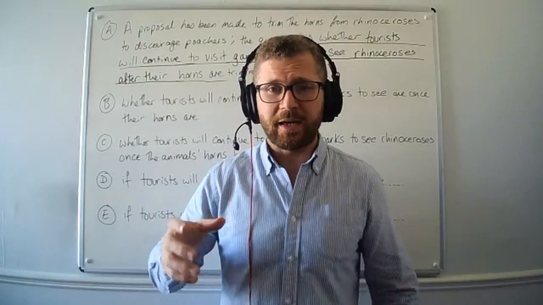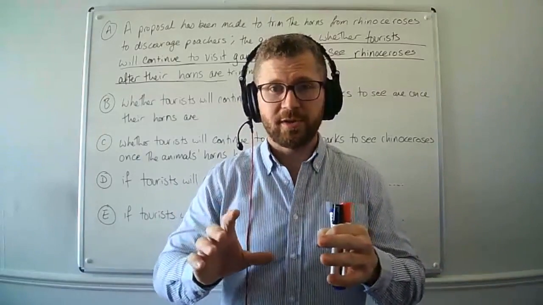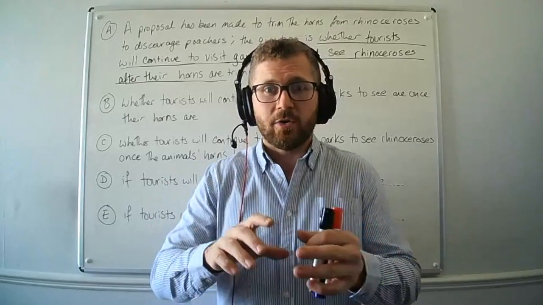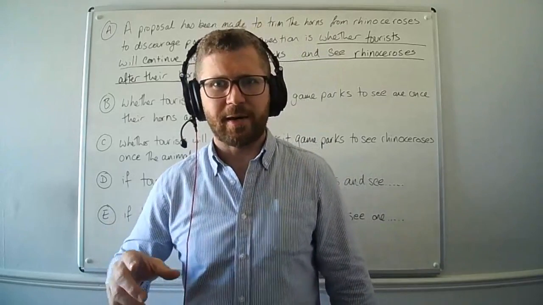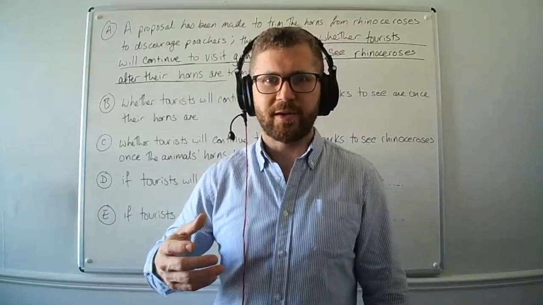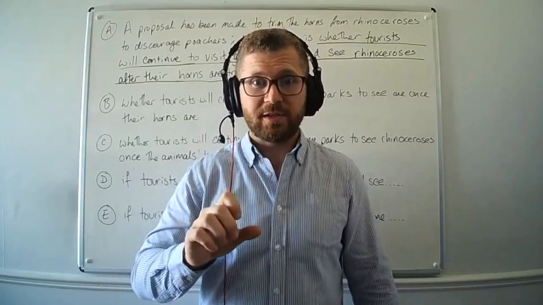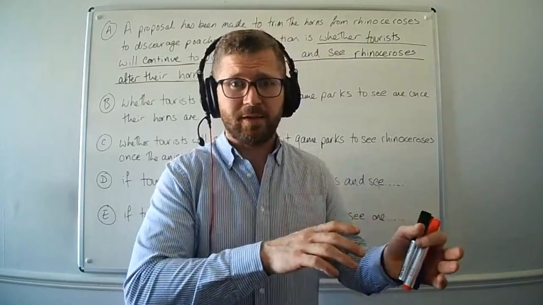So the way we'll do that is in the same way we did with that rain question right at the start of this section, is to look at the overall sentence to say, am I setting up an if-then clause, or are we trying to choose between 2 options? Now, the original sentence tells us about a proposal that's been made to trim the horns from rhinoceroses, and then it asks a question about the tourists. It asks, will these tourists continue to visit the game parks? And then there's the implied bit of, will they not?